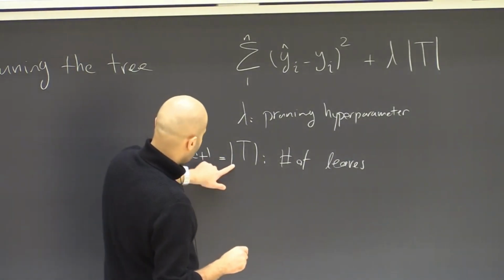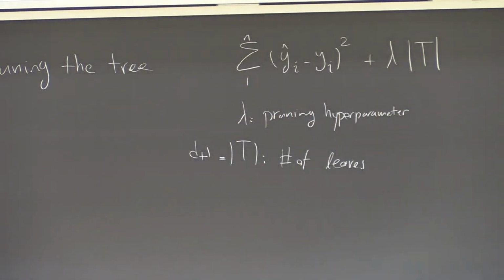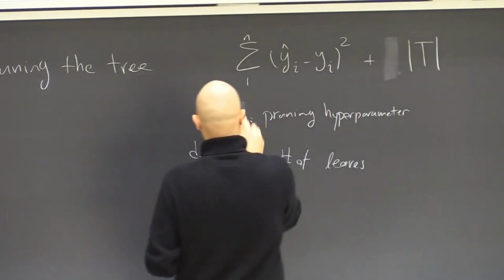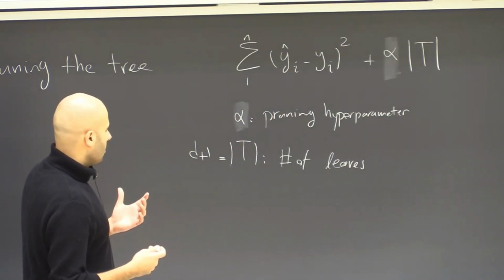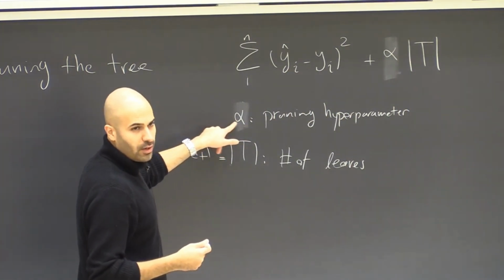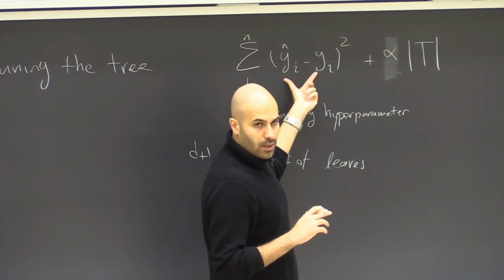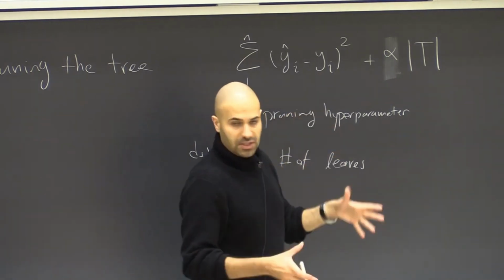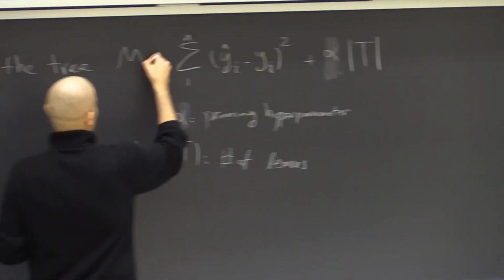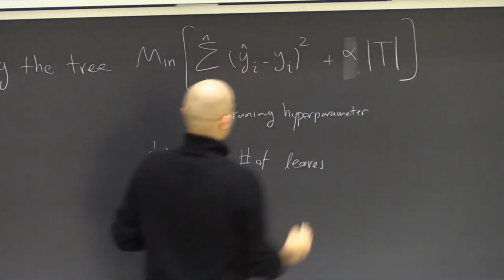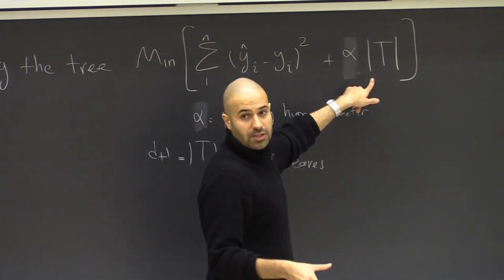If d is the number of splits, then this absolute value of T is the number of leaves or number of terminal nodes. In your textbook, this parameter is represented as some alpha, but it's just some hyperparameter. So this alpha defines our preference for having a bushy deep tree versus fitness. Because in order to minimize this whole objective function, this one is minimized when we fit hard to the data, and this one is minimized when we fit very loosely to the data.